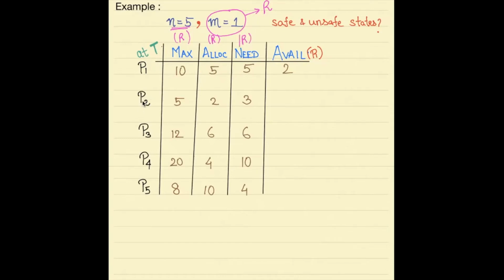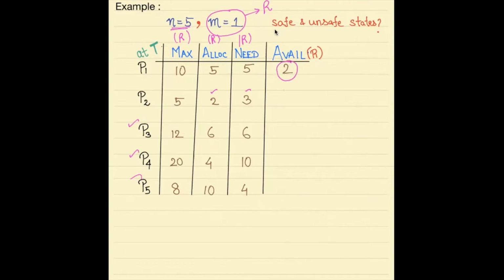Similarly, we'll see for process 2. For process 2, the maximum resources to complete its task is 5. At time t, the allocated resource is 2. So what will be the need? Need will be maximum minus allocation, which is 3. Similarly, you can carry on for all the remaining processes P3, P4 and P5. Now, the available remaining resource of R is 2. So 2 instances of resource R are available now.